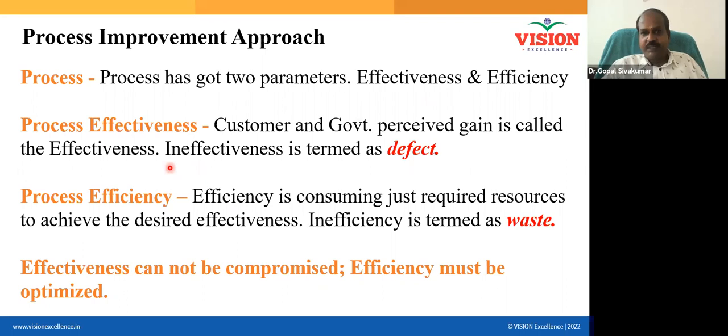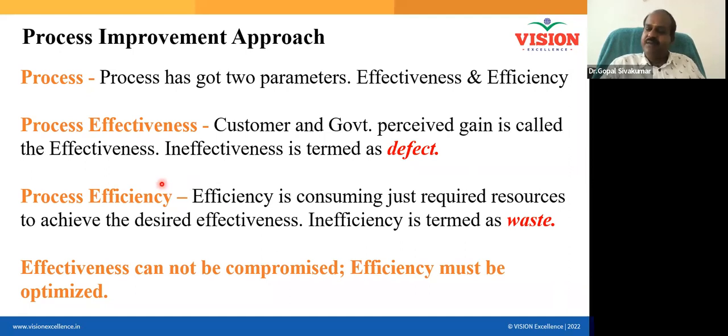So fundamentally the ineffectiveness is termed as defect, and defect reduction is Six Sigma. So Six Sigma is nothing but improving the effectiveness of the process. The equivalent word for effectiveness is capability. Effectiveness means, be rest assured, output is as per the requirement.